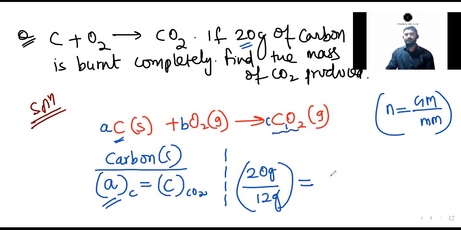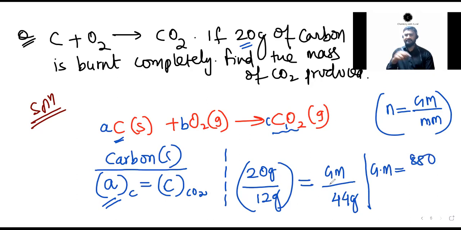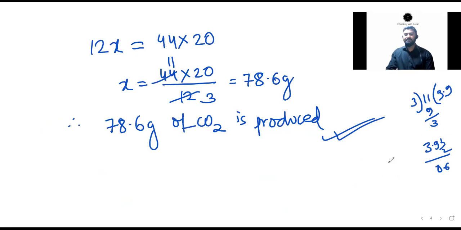So do I have the mass of CO2? No. So let this be the given mass. What's the molar mass of CO2? 44 grams. Finished. That's it. See, done. What is the given mass, or the answer? The answer will be 880 by 12, by cross multiplying. Same answer, 78.6.